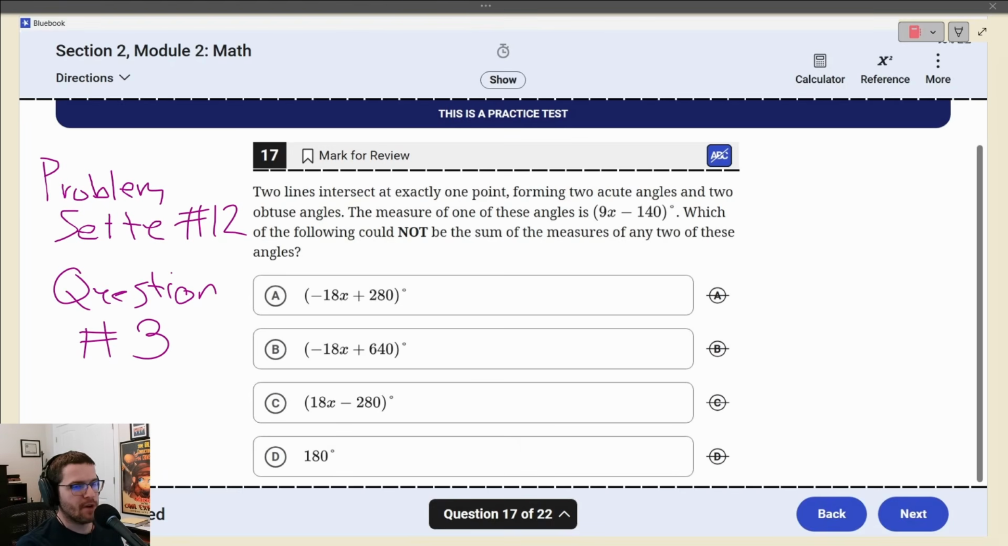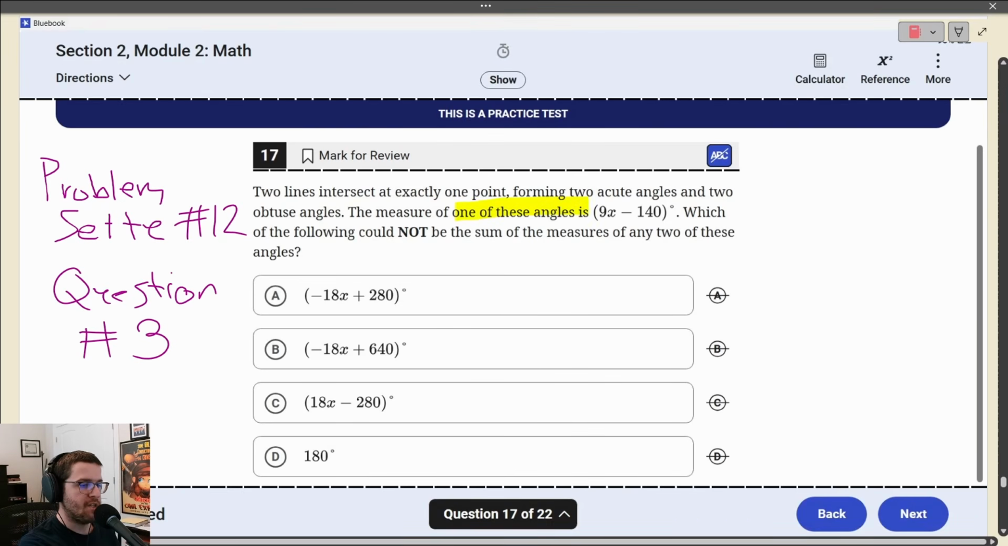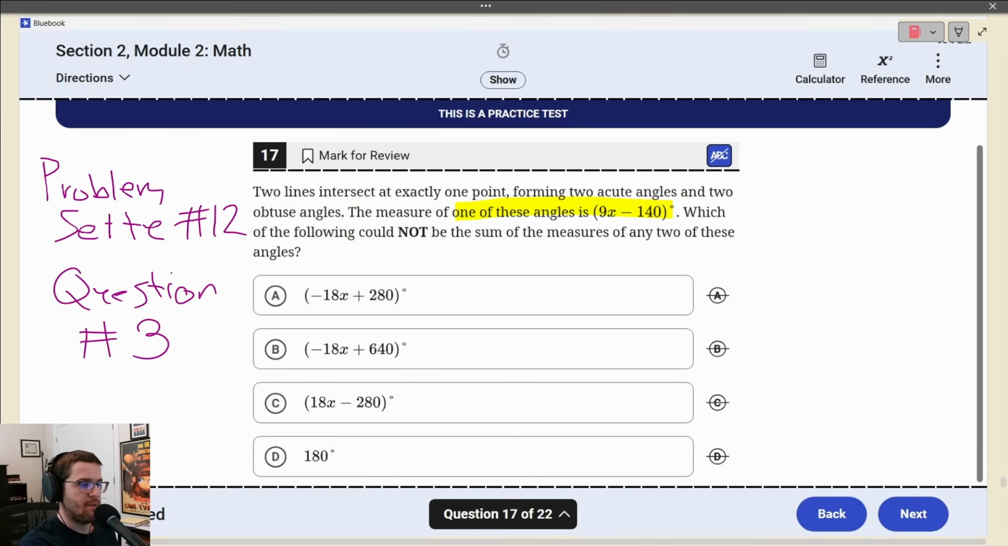All right, so we're going to go to a different slide so I have more room to write, but there's 2 things we need to note here. It says one of these angles is 9x minus 140, and it says we want to pay attention to the sum of the measures of any 2 of these angles. So we're going to find 2 angles and add them kind of over and over again. You'll see in a minute. Let's jump to the other slide.